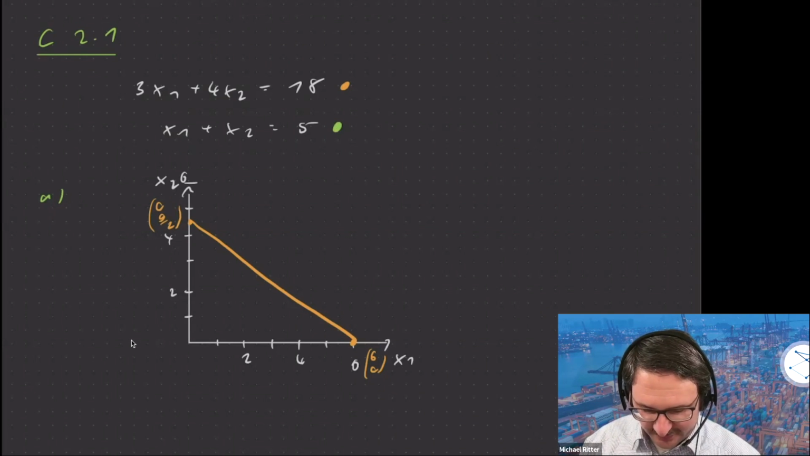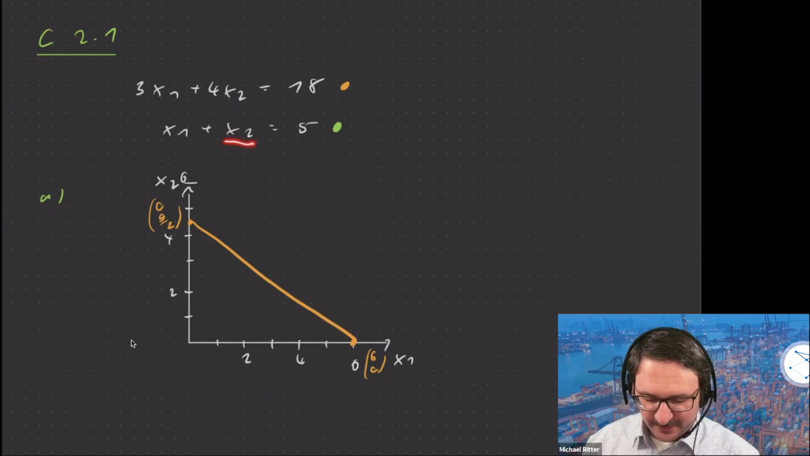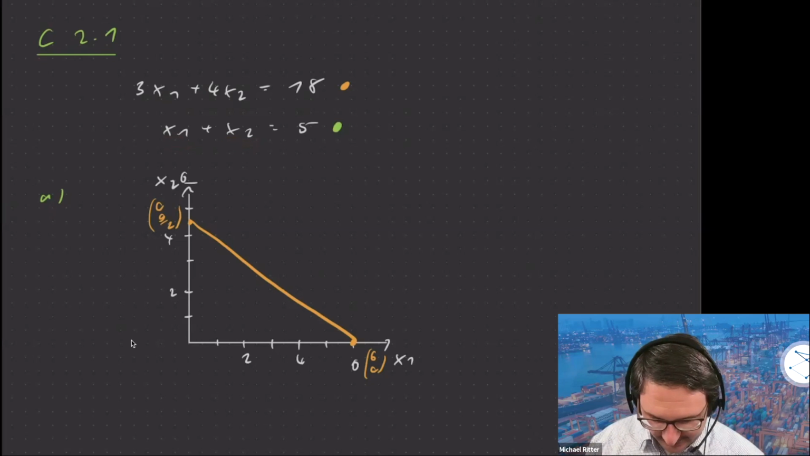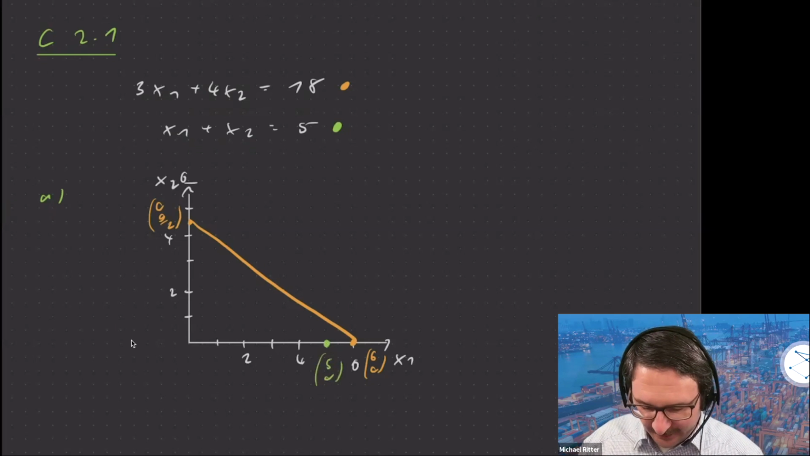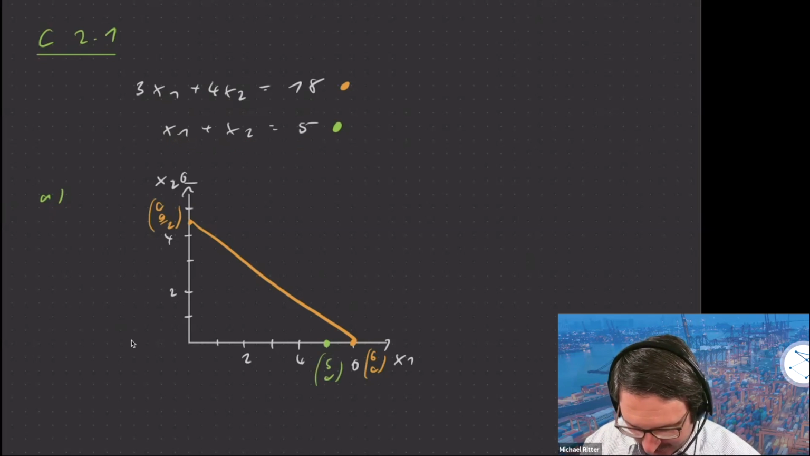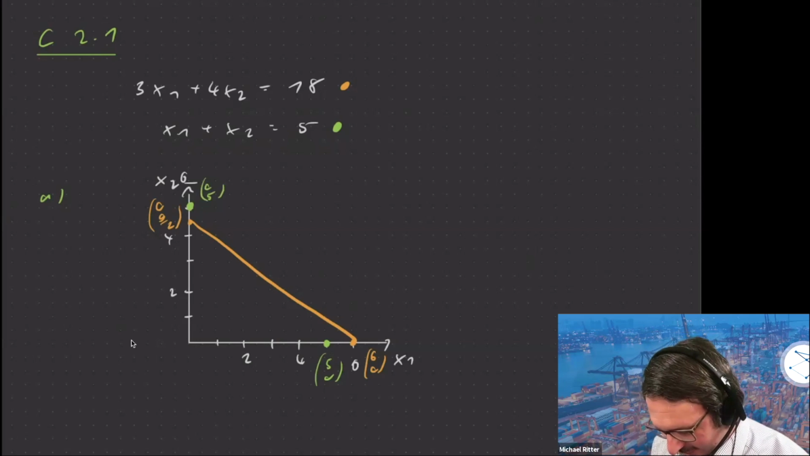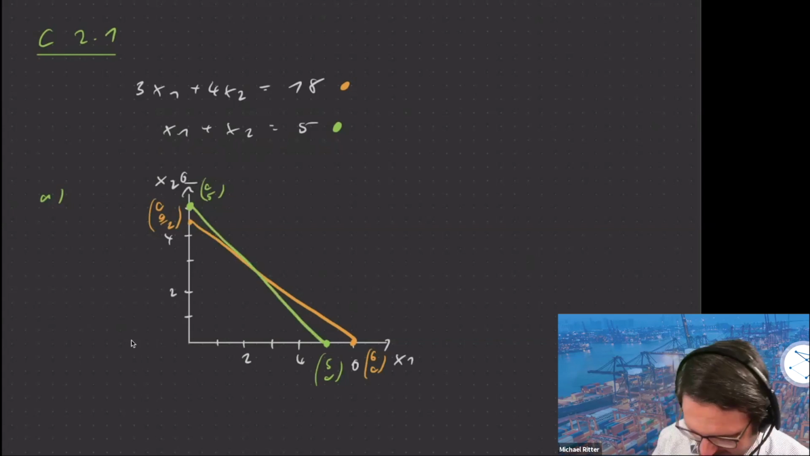And the second equation here, that's even easier. Again, if we set x2 to 0, then it just says x1 equals 5. So that point here, 5, 0, is on that second line. And if we set x1 to 0, then it says x2 equals 5. So that point here, 0, 5, is on that second line. So let's connect those two as well. Oh, that was not good. Let's try again. Better.